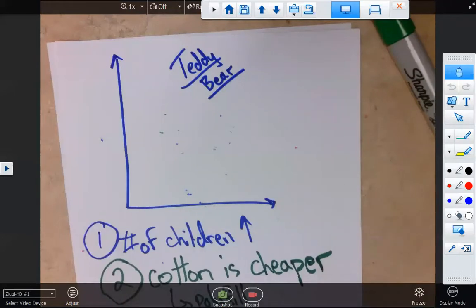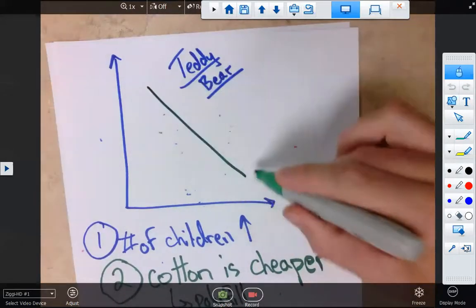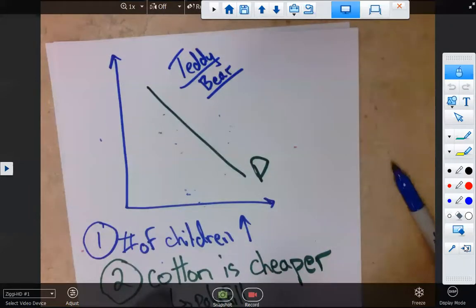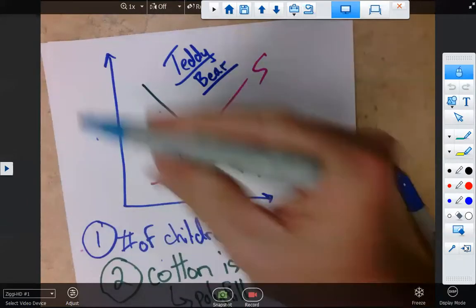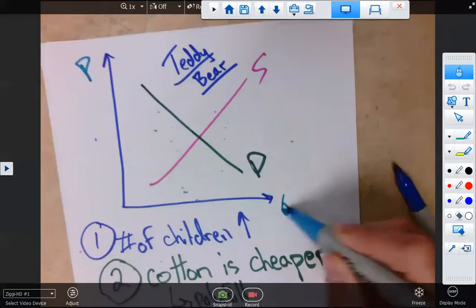All right, so first thing we got to do is get a downward sloping demand curve, an upward sloping supply curve, and the equilibrium price and quantity, P and Q.